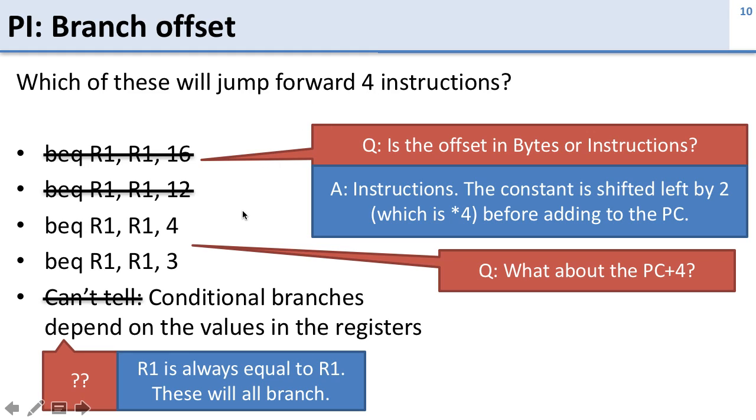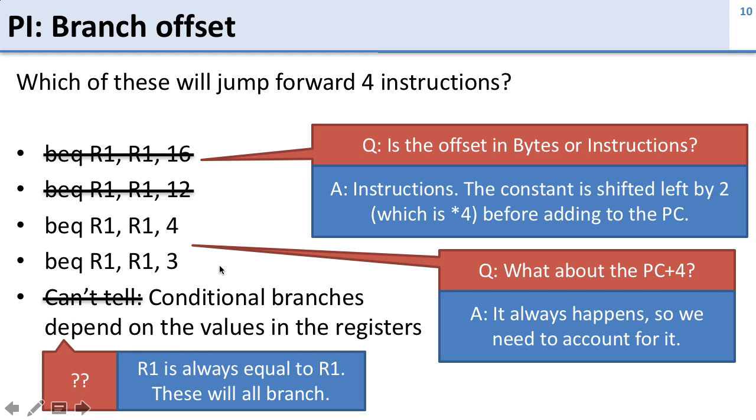All right, now we've got these two left, and the question is, is it 4 or 3 if we want to jump forward 4 instructions? And remember, there's this part about PC plus 4 being added in there. Is PC plus 4 added in or not? If it is, then we want to move 3, and if it's not, 4. And the answer is it's always added in.